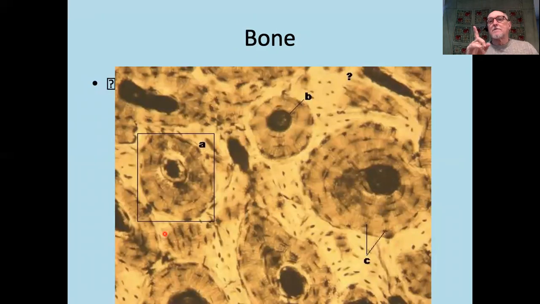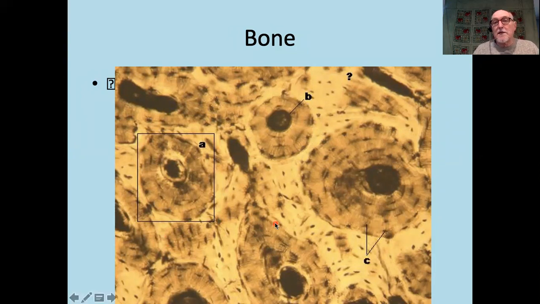So our next dense connective tissue, this may surprise you, is bone. Bone is a connective tissue, and bone is very, very much a living tissue. Although you may be tempted, because where do we see bones? We see them in skeletons. You may be tempted to think of bone as being a dead thing. It's not. It's very much alive.